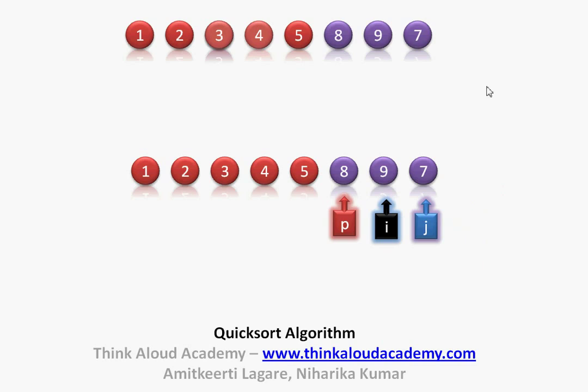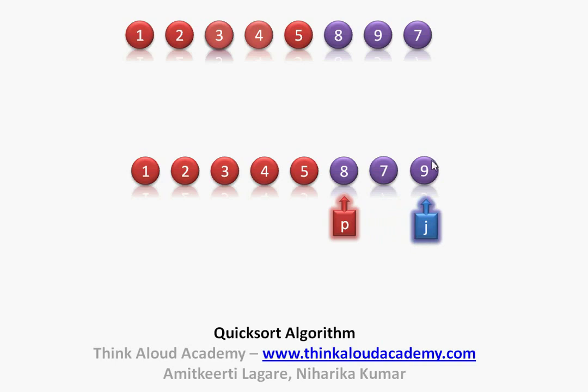So once both I and J have stopped, they have to swap the elements that they are pointing to. So the elements 9 and 7 get swapped as 7 and 9. Once we swap the elements, I continues its journey, and since it is pointing to an element which is less than pivot right now, I continues further to the next element.